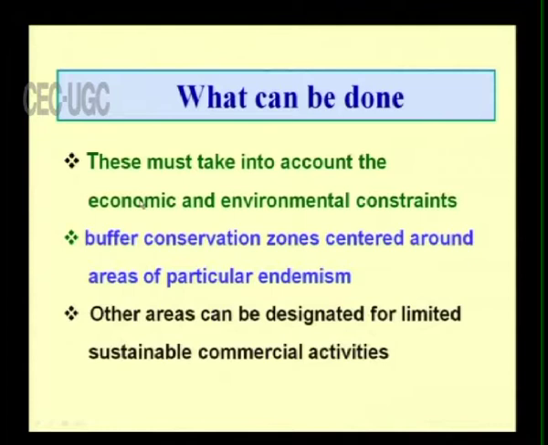And therefore, when we are trying to conserve the environment, at the same time we have to look after the economy also, and therefore there must be some measures taken for a consensus between the economic and environmental constraints. Buffer conservation zones centered around areas of particular endemism should be created, and other areas can be designated for limited sustainable commercial activities, because in a single day we cannot change the whole world, and therefore some buffer conservation zones must be created for it.